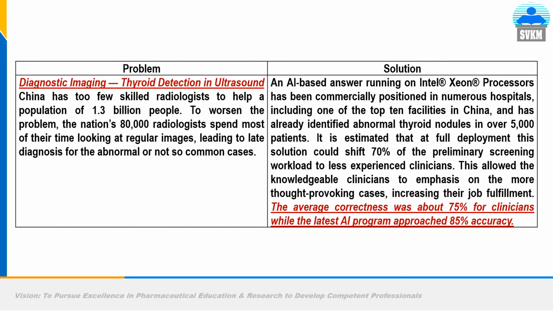Solutions for these problems have been given by Intel using high speed GPU enabled processors, because in machine learning work we need high speed graphics processing unit enabled software and parallel processing computers. The problem is diagnostic imaging, that is medical imaging, such as thyroid detection in ultrasound. As per the information given on the Intel website, China has too few skilled radiologists to help a population of 1.3 billion people. To worsen the problem, the nation's 80,000 radiologists spend most of their time looking at regular images, leading to late diagnosis for abnormal or not so common cases.